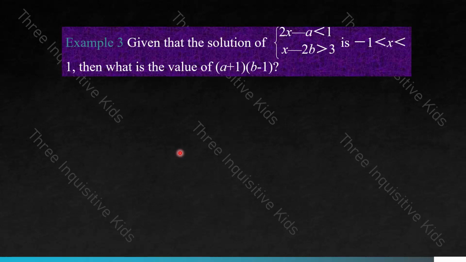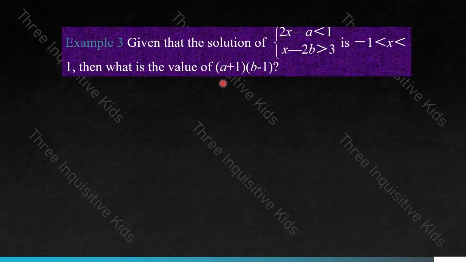Example 3. Given that the solution of 2x minus a is less than 1 and x minus 2b is greater than 3 is x is greater than negative 1 and less than 1, then what is the value of a plus 1 times b minus 1? And I'll give you a hint on this one. Since you're already given the solution to this set of inequalities here with x as the variable, all you have to do is find the values of a and b and then substitute their values into this expression right here.